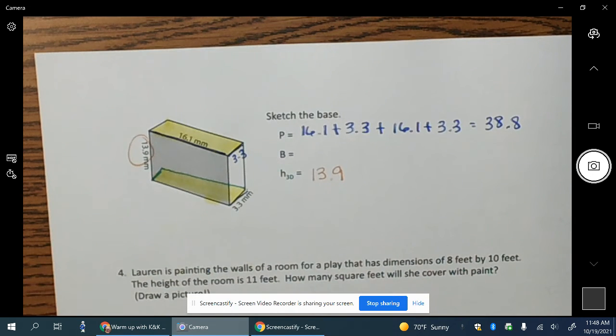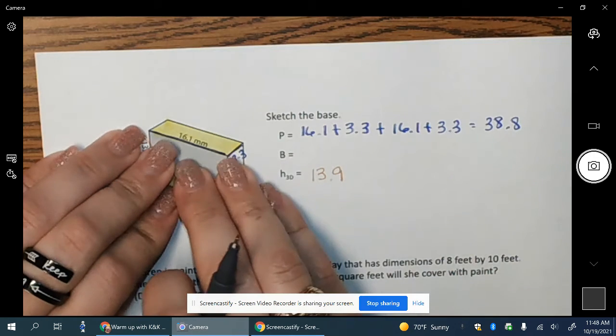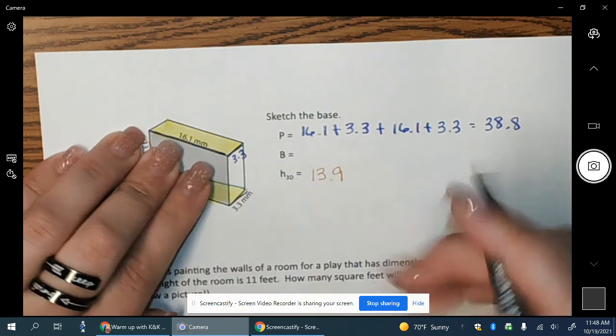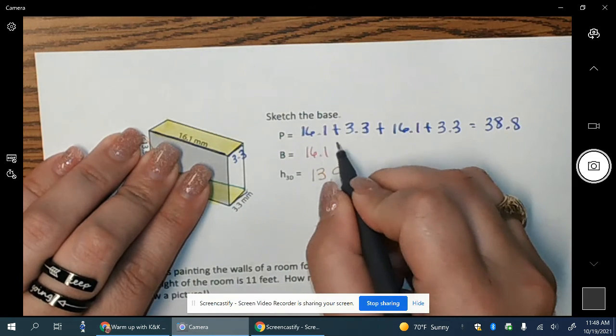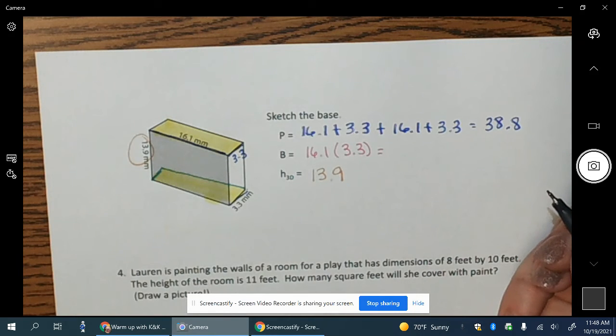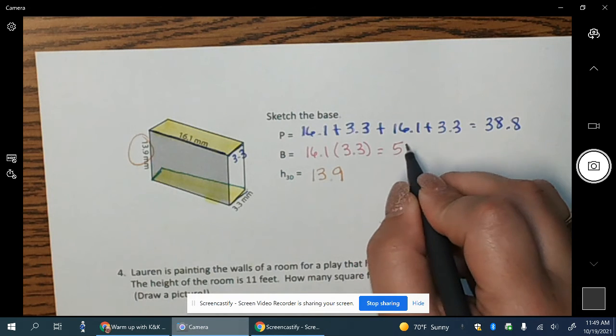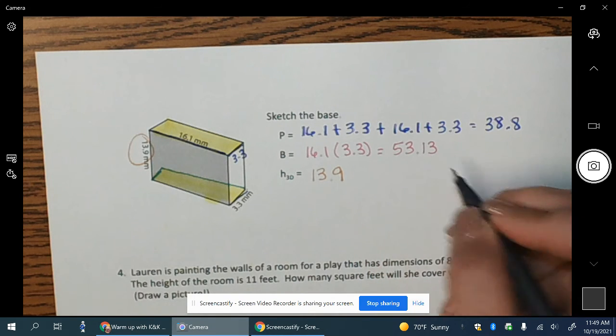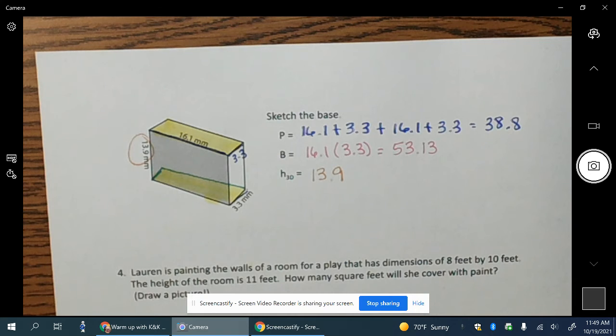38.8. Okay, now big B means what? Area of the base. Good. The shaded base. What two numbers multiply together to give me that base? 16.1 and 3.3. So what is the area of the base? 53.13. Perfect.